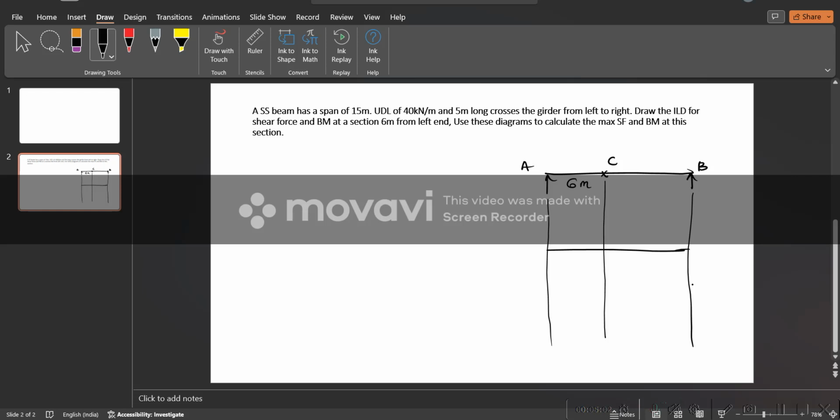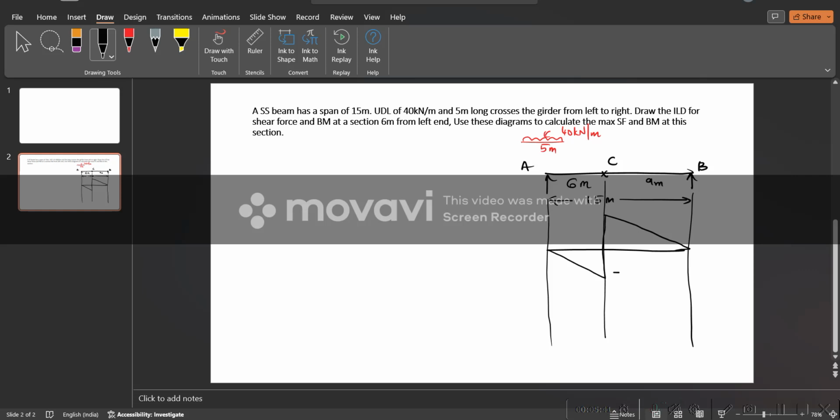Quite easy. You have been asked to draw the ILD first, so let us draw that first. And I'll just show the load here as a separate thing in red. So this is the UDL and its value is 40 kilonewton per meter, and it is 5 meters long. So this is your section, 6 meters. The total span is 15 meters, which means BC is 9 meters. Now, the ILD for shear force is like this.